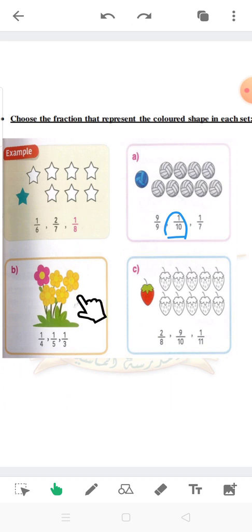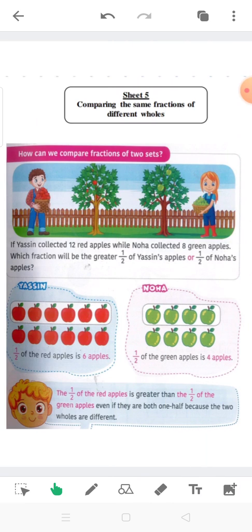Okay, again. How many colored parts in pink? Only 1. So I put 1 in the top part, and then I will write all of the flowers at the bottom. So I will choose 1/5. Okay, how many colored parts? Only 1. So I will write 1 in the top. Then all of the parts, let's count: 1, 2, 3, 4, 5, 6, 7, 8, 9, 10, 11. So it's 1/11.